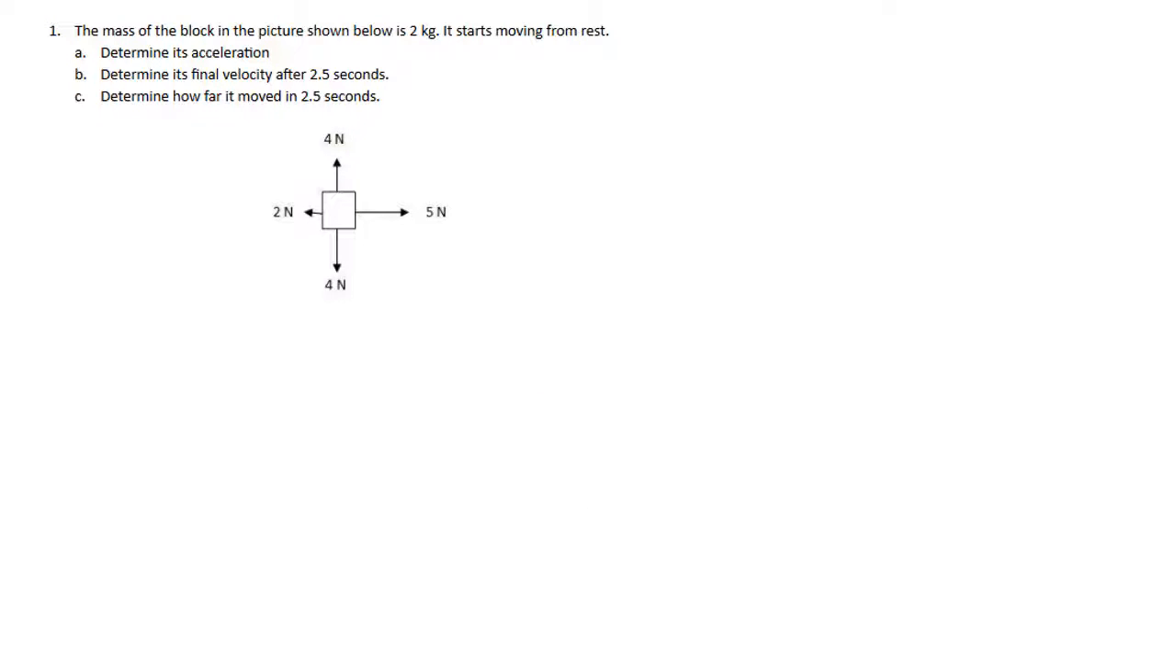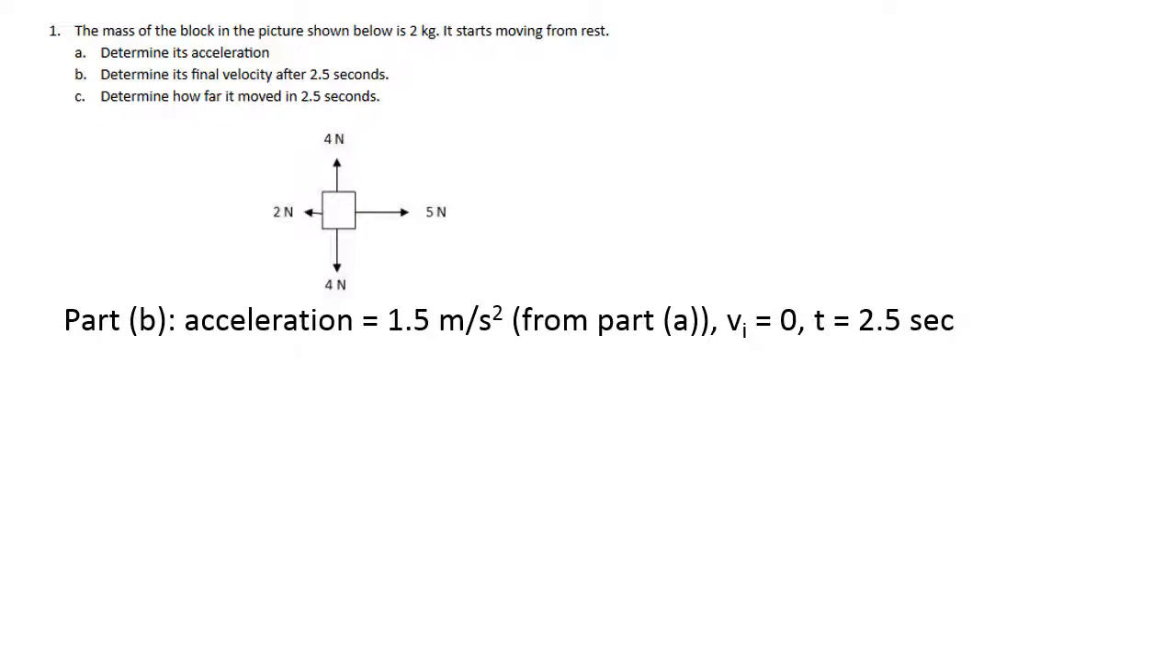Now we can go on to part B, finding the final velocity after 2.5 seconds. Well, the acceleration, like we got, is 1.5 meters per second squared from part A. We know our initial velocity is 0, and our time is 2.5 seconds. We can find all those from the problem above. It says moving from rest. That's how we get our initial velocity of 0.